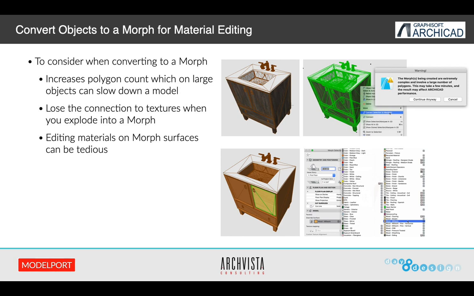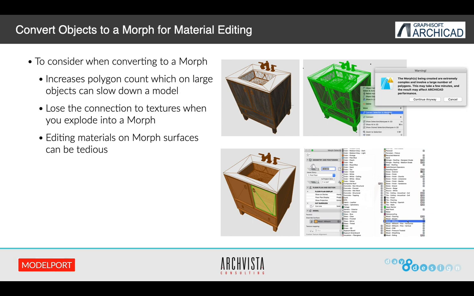And you can see this kind of warning up here in the upper right. That's what you'll see oftentimes anytime you convert an object or an element into a morph. If it has a lot of polygons, it's going to tell you that you may want to think a little bit about that, because it may create a lot of complexity in your model and slow it down. The other problem is that if you want to change the materials for morphs, it's not as simple as just selecting the object and changing the material.